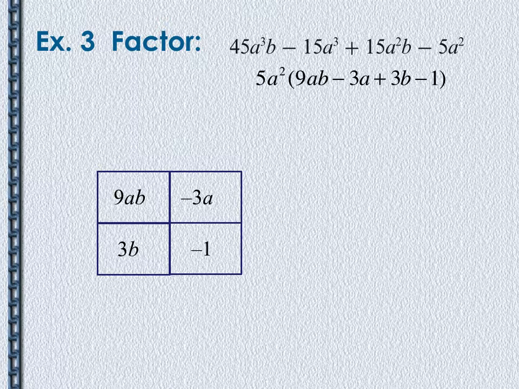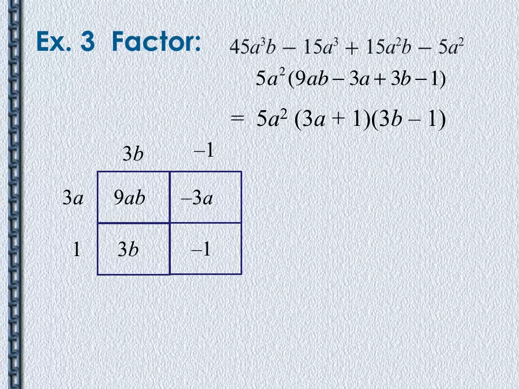Let's factor out of the top row what they have in common. They have a 3 and an a in common, and let's complete the box. Now that I've done that, I don't want to forget about the 5a squared that I had identified earlier as the greatest common factor. I'm going to multiply that GCF by these factors along the edges of the box. 3a plus 1 times 3b minus 1.